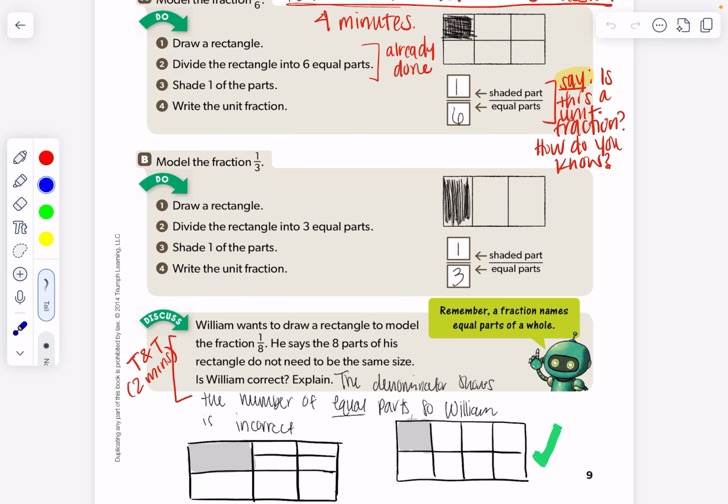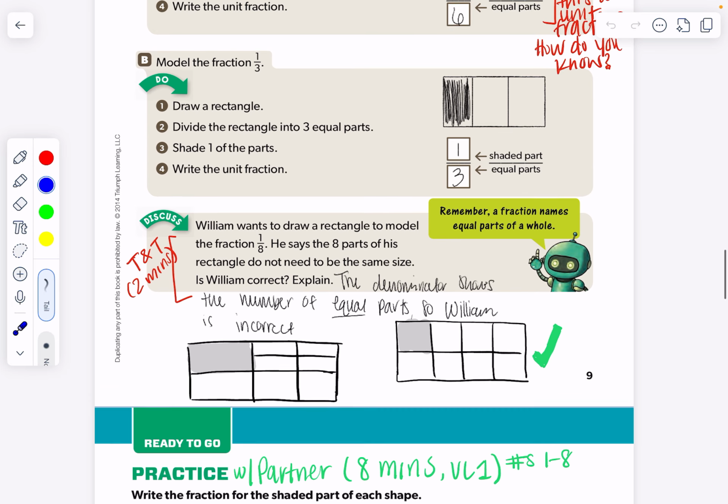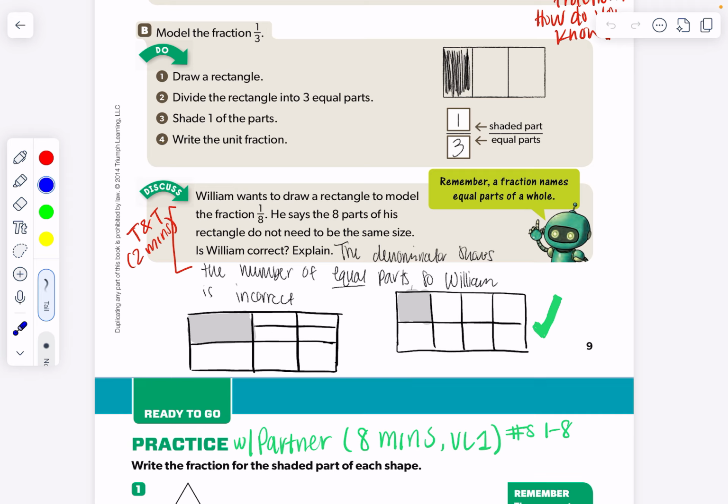Same thing to be said about letter B. Shouldn't even take you 4 minutes. Then you will launch students into a 2-minute turn and talk. It says William wants to draw a rectangle to model the fraction 1/8. He says the 8 parts of his rectangle do not need to be the same. Is William correct? Explain.